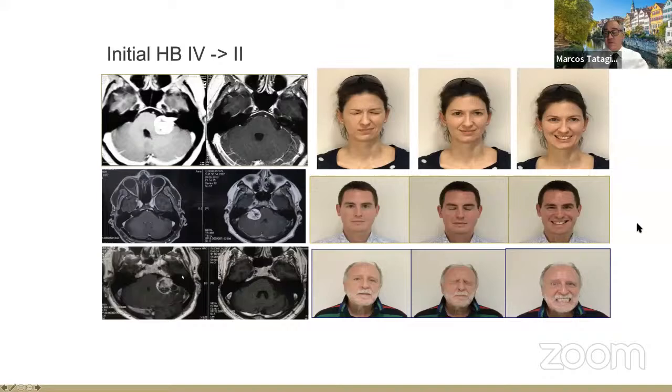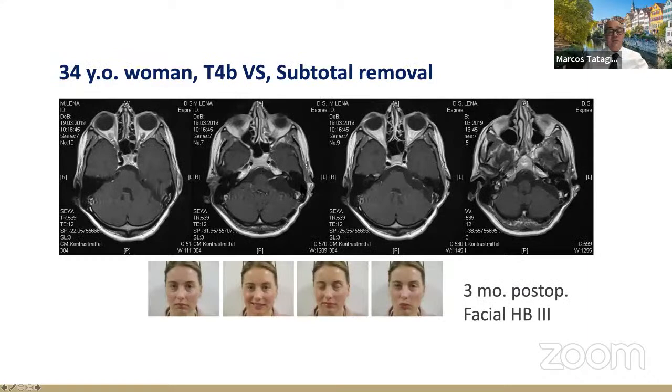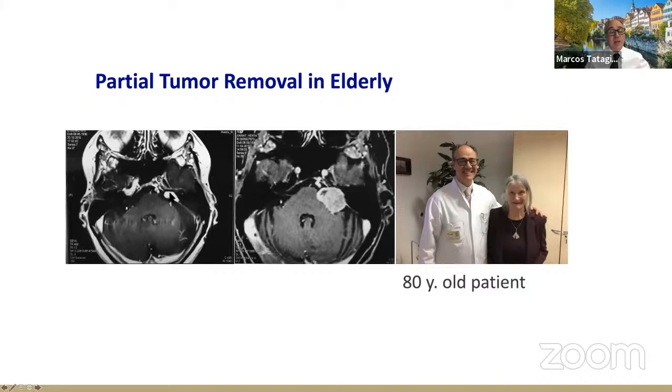There are, of course, cases like these. The patient already had facial palsy before surgery. We left tumor behind, clearly, to keep the remnant facial function. Here, House-Brackmann 3. Later on, she developed House-Brackmann 2. Or in older patients, we can leave even more tumor behind. This tumor can be irradiated later on, but not that tumor.